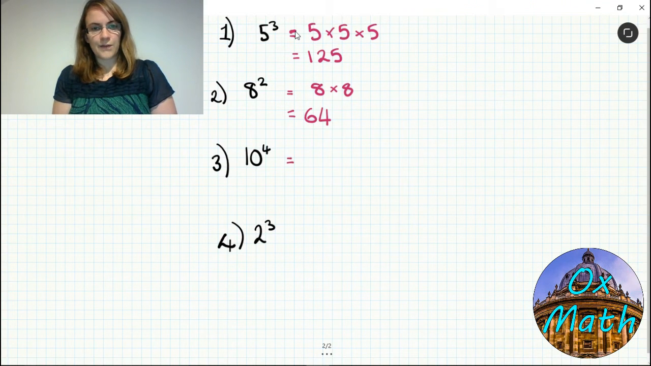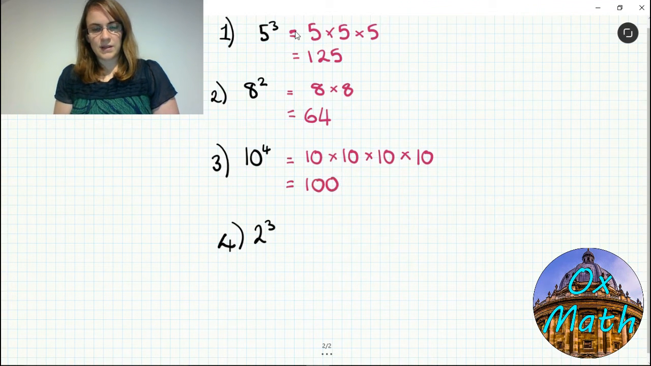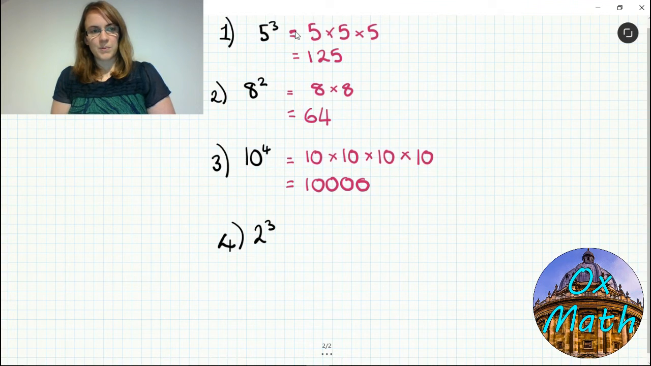10 to the power 4 then means that we've got 10 4 times in a multiplication. So 10 times 10 times 10 times 10. 10 times 10 is 100, times it by 10 again is 1000, times by 10 again is 10,000. So 10 with a power is actually very useful. If it is a positive whole number power, then it tells us how many zeros there are. So 10 to the power 4 is a 1 with 4 zeros.